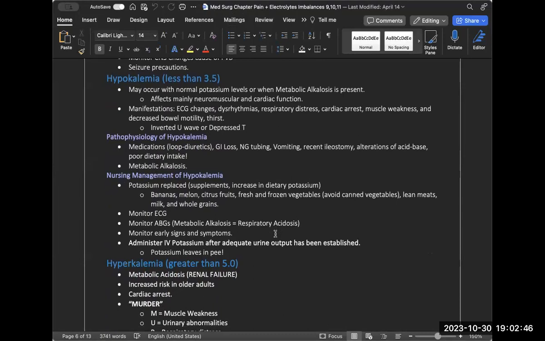Hypokalemia. Now, hypokalemia is really, really important. It's one of those important lab values because, as you're going to learn with the antiarrhythmics that I'm going to be talking about on Thursday, potassium plays a role in the SA node, the electrical conduction system in your heart, which means it can affect your heart, in simple terms. Hypokalemia means a low potassium level, less than 3.5. The most important things are EKG changes and muscle weakness.